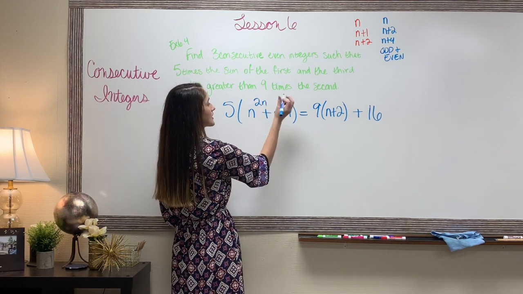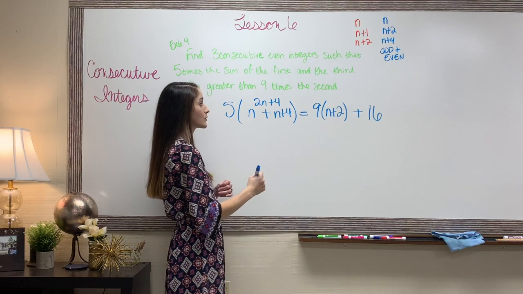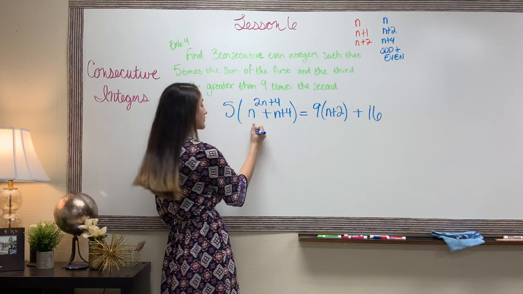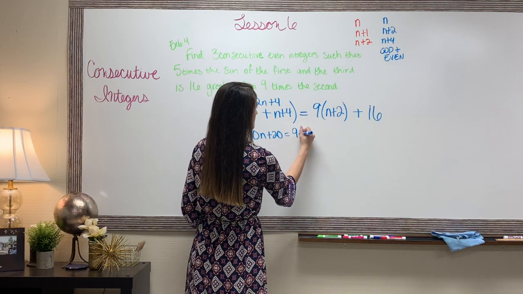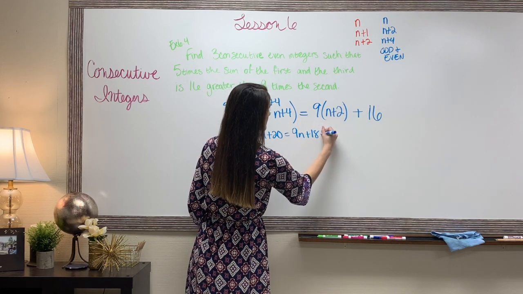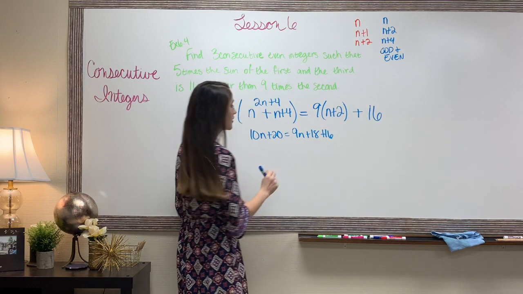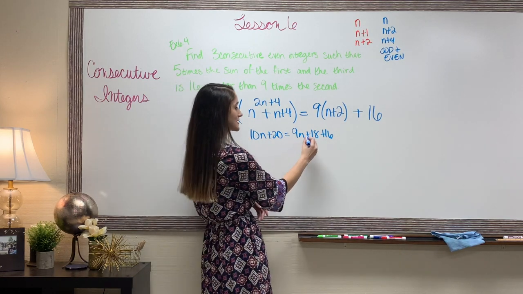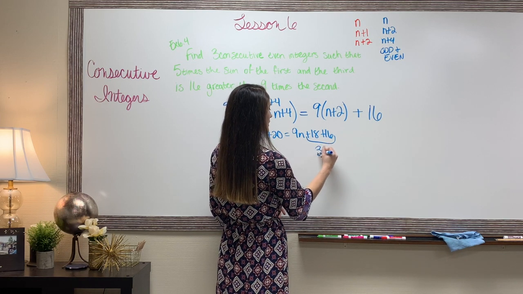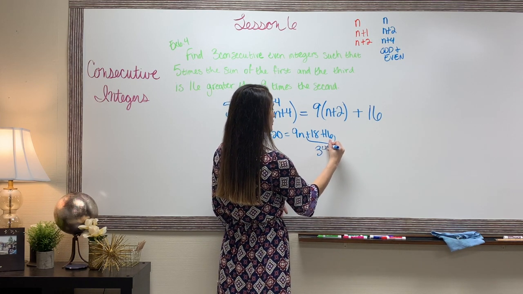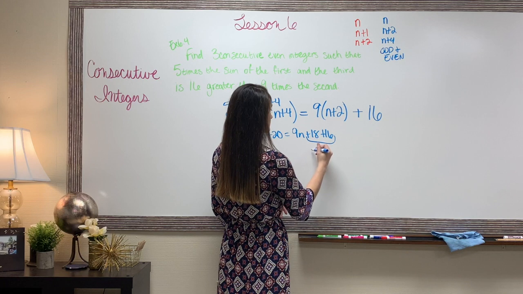This is going to be 2n plus 4, and I'm going to distribute the 5. Okay, and then I can add 16 and 18 together. That is going to be 34.